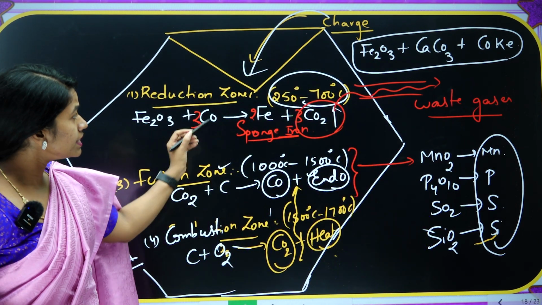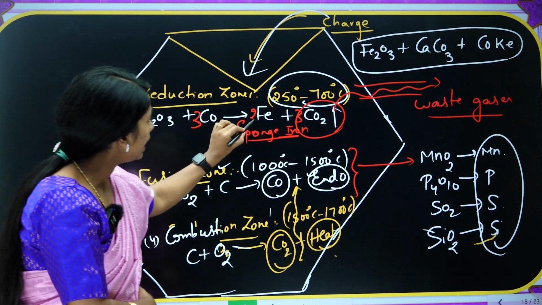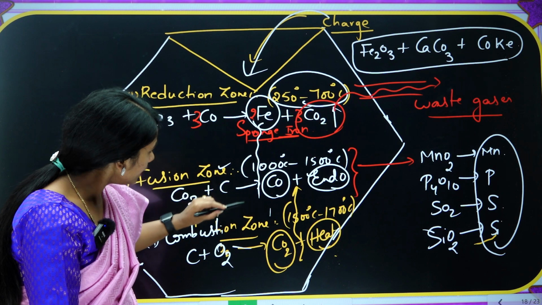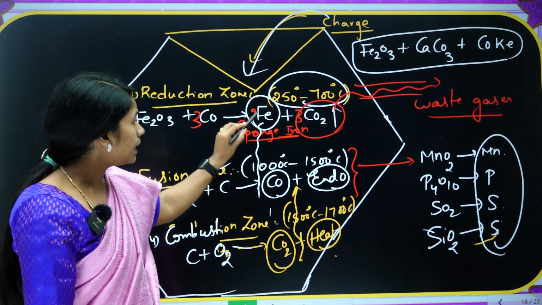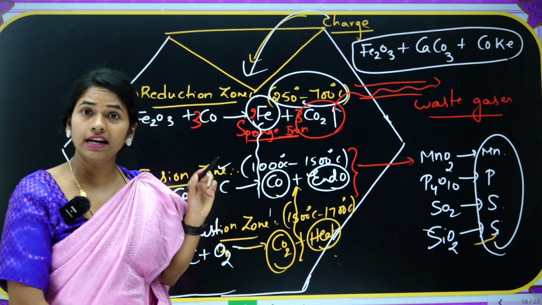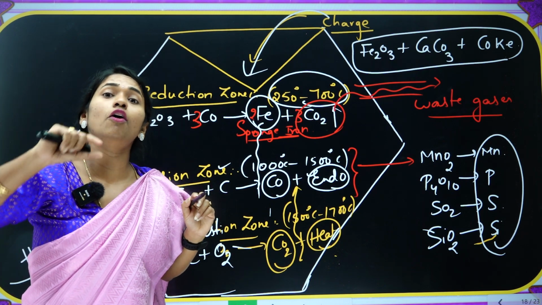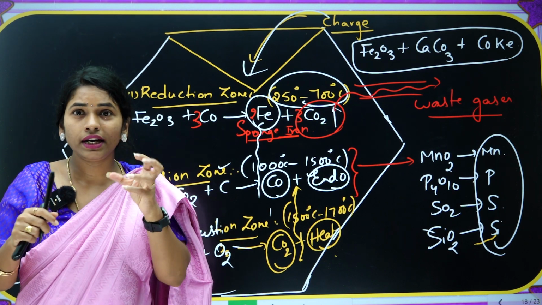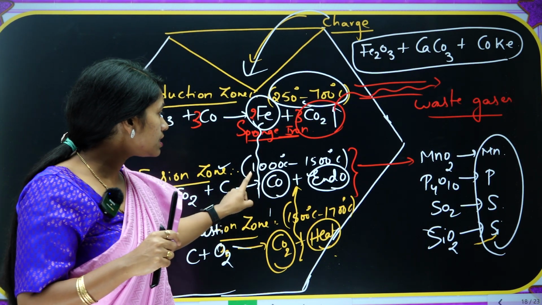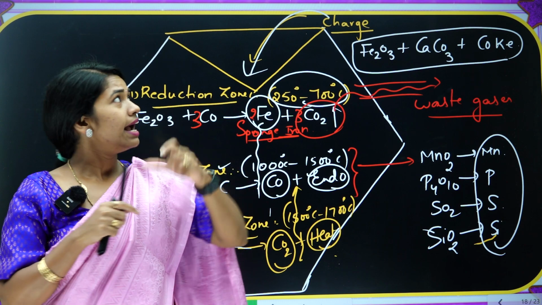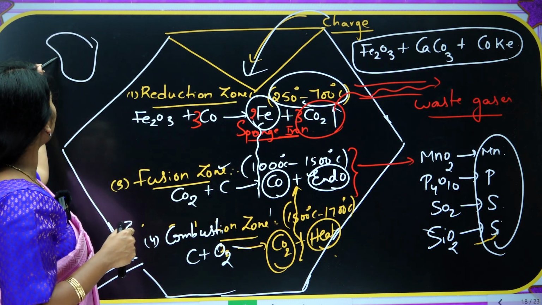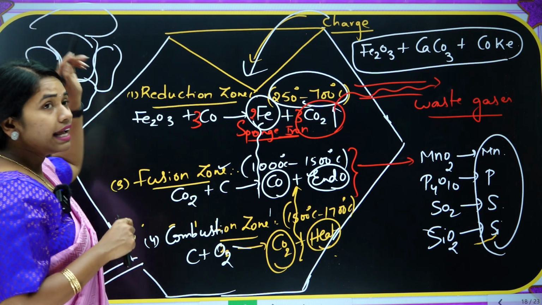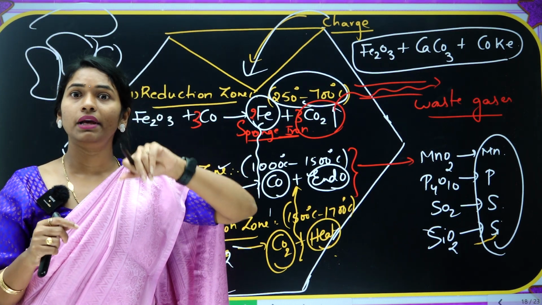Here, students, sponge iron is there. It slowly comes down. When it comes down into the fusion zone, the temperature will be around 1500 degrees Celsius, and there the melting of iron starts. That semi-solid sponge iron starts melting. It is called sponge iron because it is like a sponge: it has holes, empty gaps, like that.